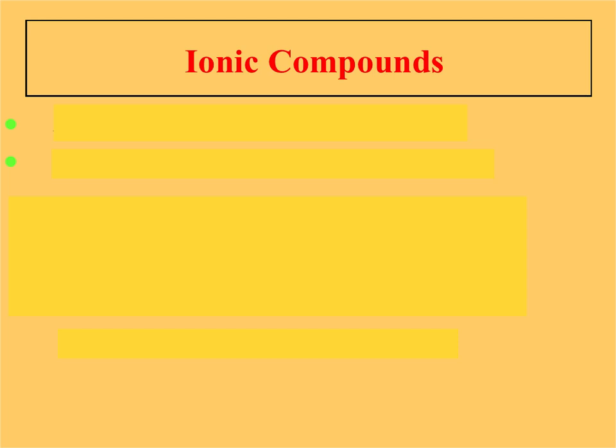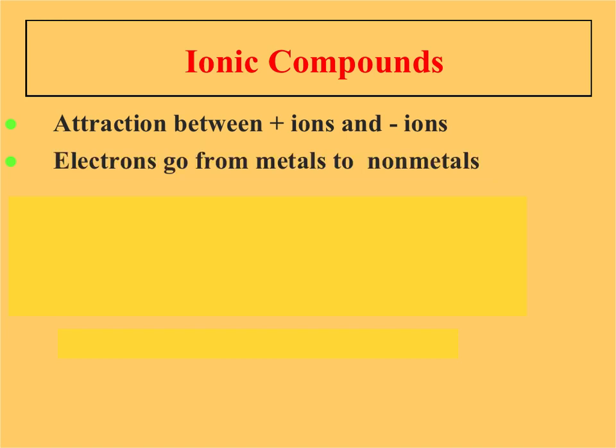Okay, so now we can talk about how ionic compounds are actually formed. There is an attraction between the positive ions and the negative ions. Opposites attract. Electrons will always go from the metal to the nonmetal.